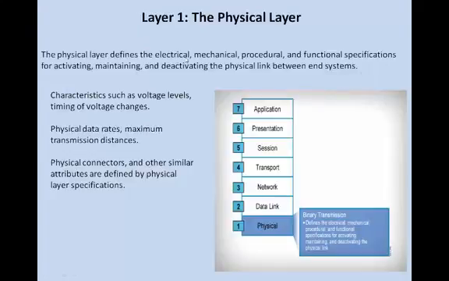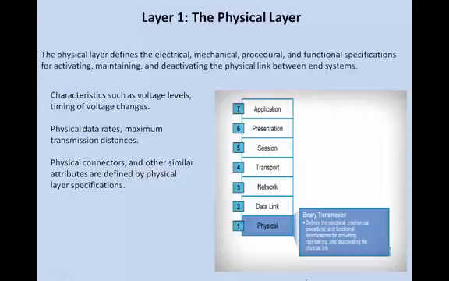It defines the electrical and mechanical and functional specifications for activating and deactivating the physical link between two computers. If there is a communication between two computers, the mechanical and electrical function will be defined by the physical layer. And if we talk more about the physical layer, characteristics such as the voltage level, timing of voltage changes, physical data rates, maximum transmission distance, physical connectors, and other similar attributes are defined by the physical layer only. So all those kinds of things will be taken care of by the physical layer during the data transmission.